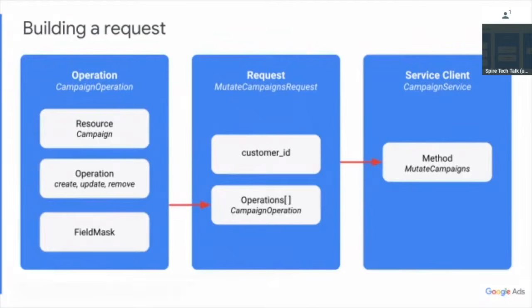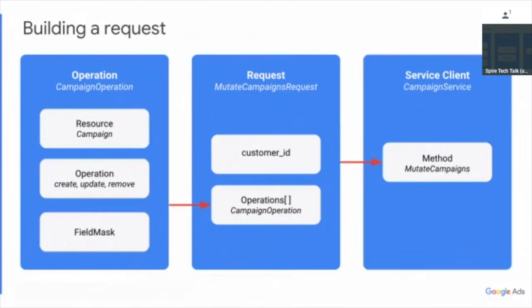And then finally, in the Google Ads API, we introduced this concept of a field mask, which you'll learn a bit more about later. But the basic premise here is that you can let the API know which fields you'll be updating in a mutate call, which makes life a lot easier if you only want to update, say, one specific field or two specific fields for a given resource. So we package all of those together into a single campaign operation, which we then pass into our middle box, the request.